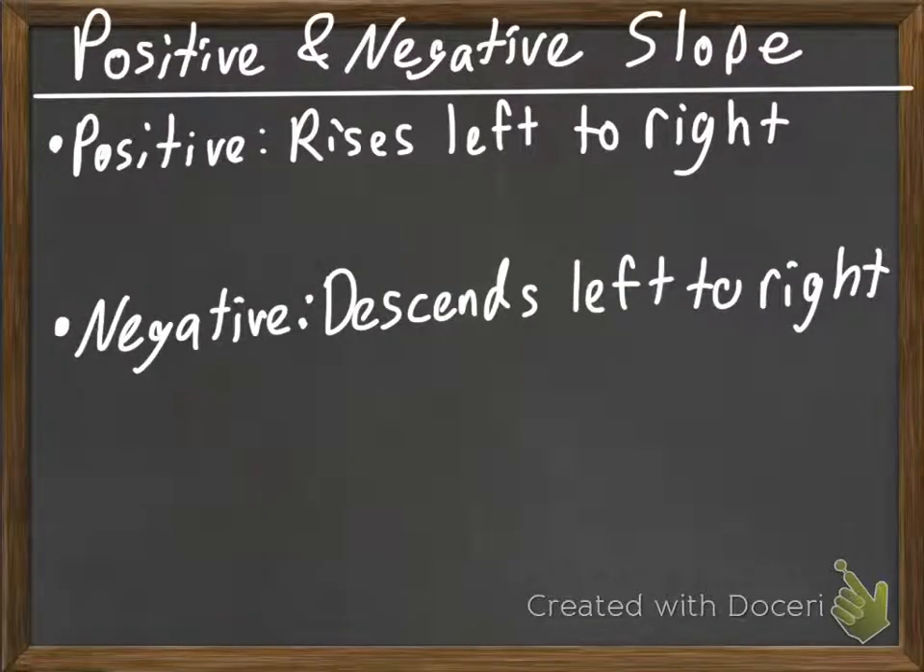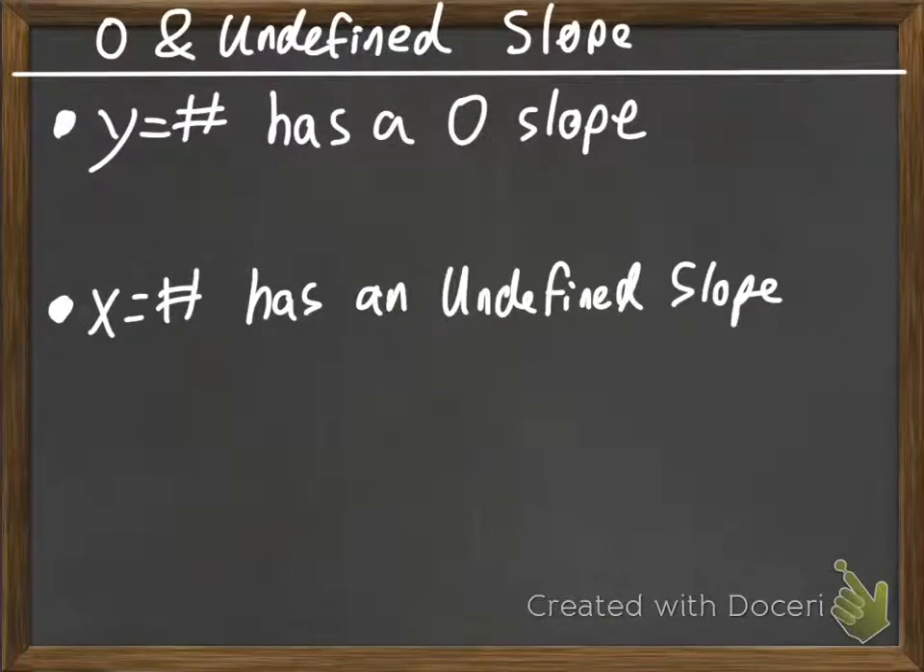Okay, positive and negative slope. Positive slope rises from left to right on the graph, and negative slope descends, or goes down, left to right on a graph. 0 and undefined slope. If it's y equals a number, so all y equals, all horizontal lines have a 0 slope. So if you see a horizontal line, you know its slope equals 0. All x equals, or all vertical lines, have an undefined slope. So x equals vertical lines, the slope is undefined.